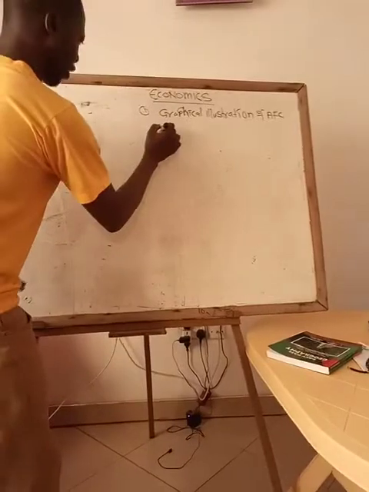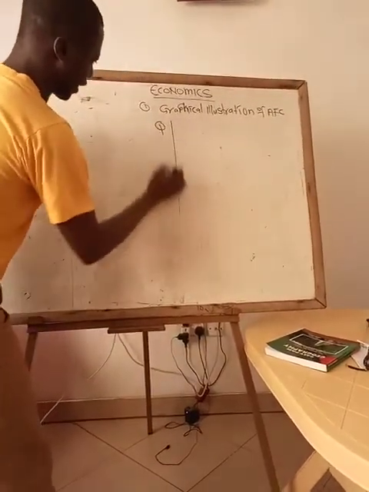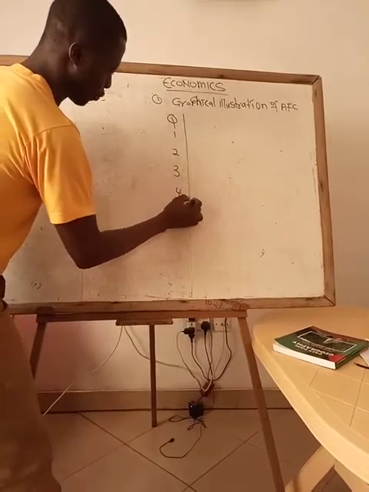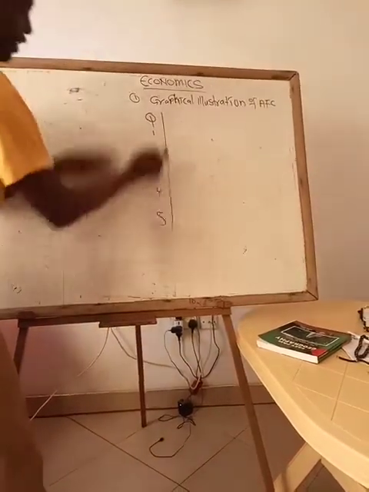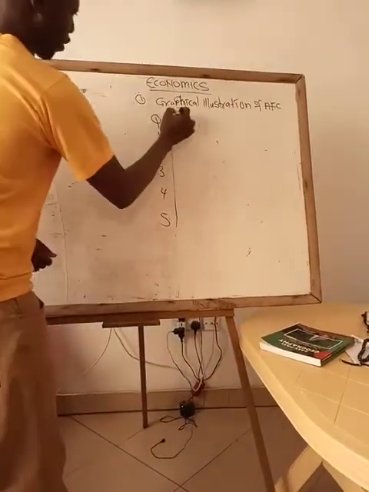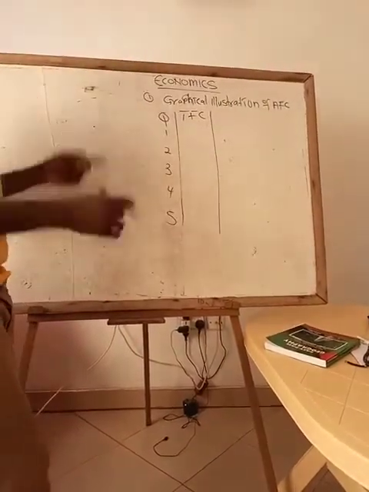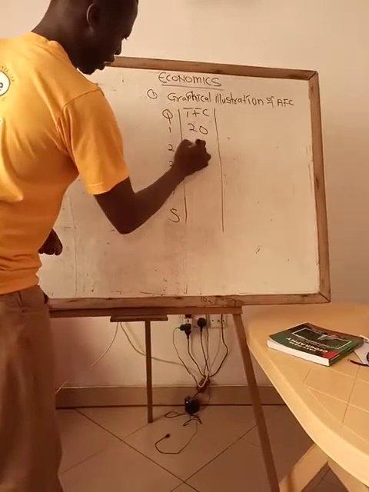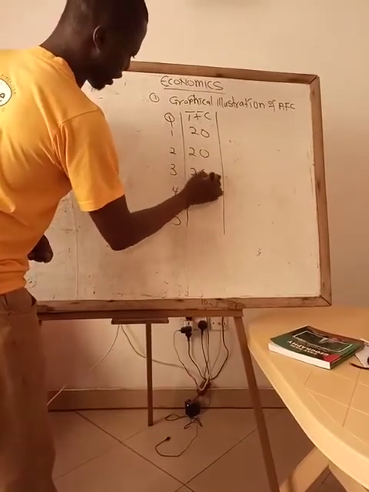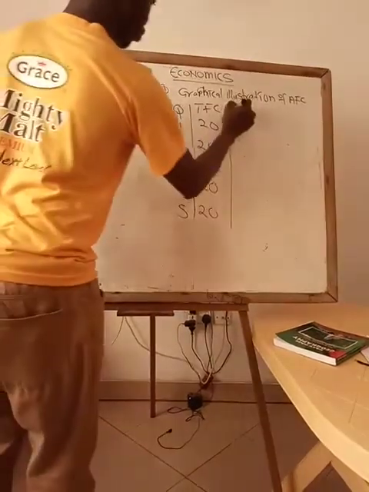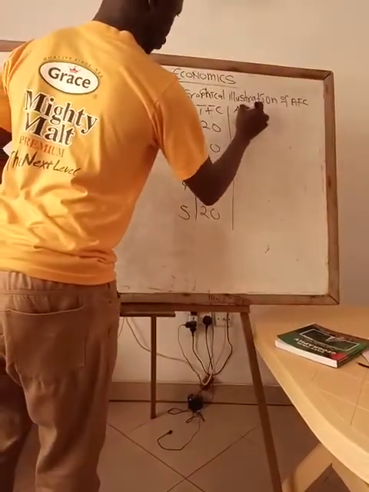Now we know we have quantity here. Let's say we have 1, 2, 3, 4, and maybe 5. These are the output level. And we have total fixed cost. Remember, total fixed cost does not change. So we have 20 here, 20 here, 20 here, 20 here, 20 here. Now we want to calculate average fixed cost.